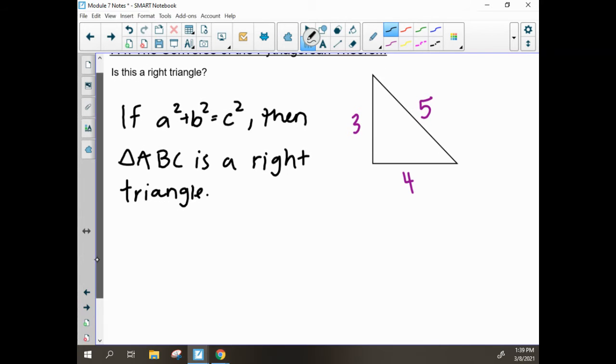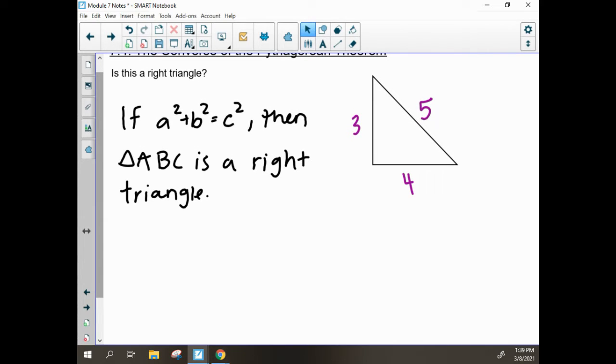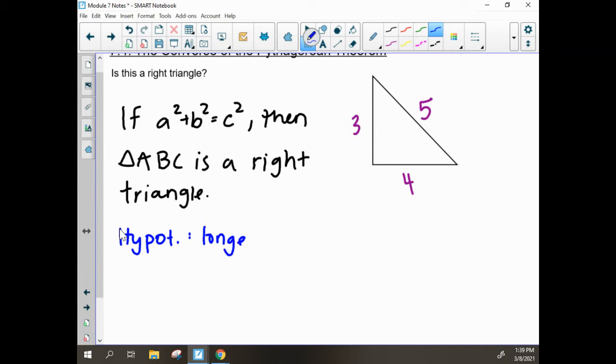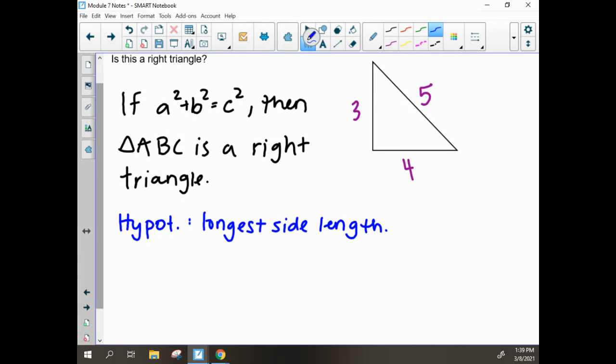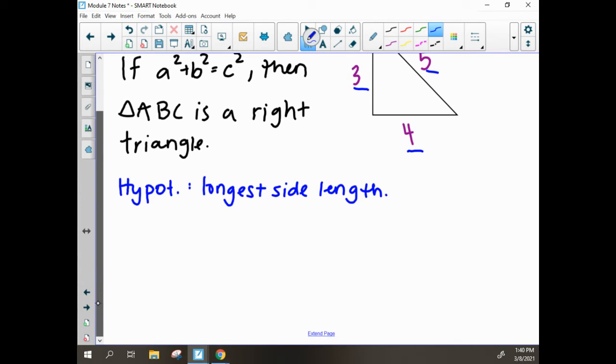So let's go ahead, and the first thing we need to know is what are we going to plug in for our hypotenuse? Our hypotenuse is always going to be the longest side length. As you can see, between 3, 4, and 5, 5 is the largest number, so we're going to go ahead and make that our hypotenuse. So then we're just going to plug it in for a squared plus b squared and c squared.